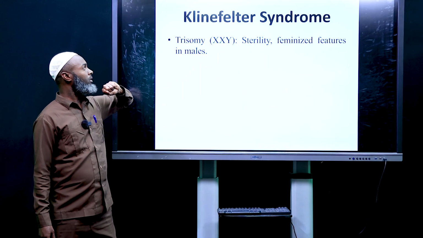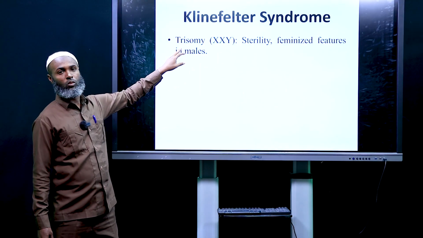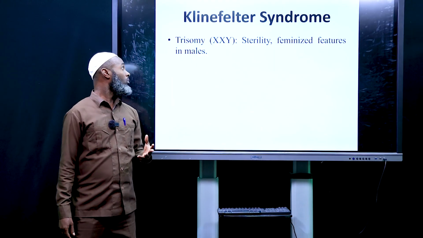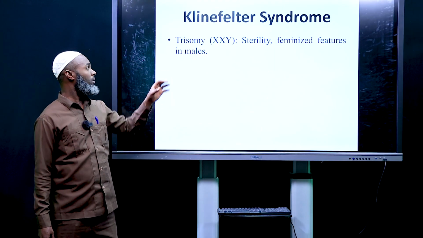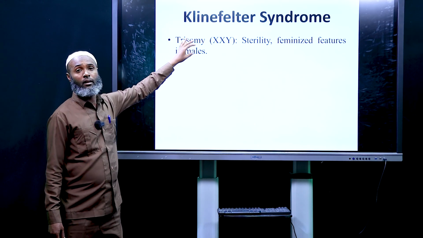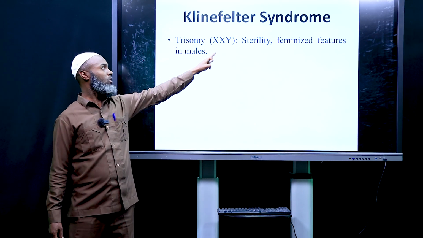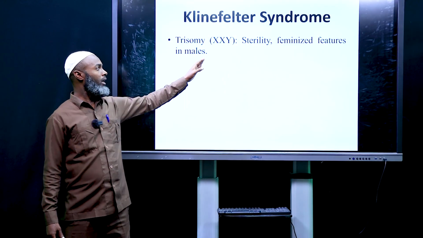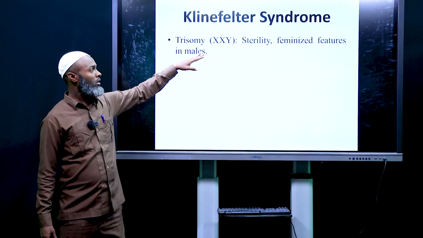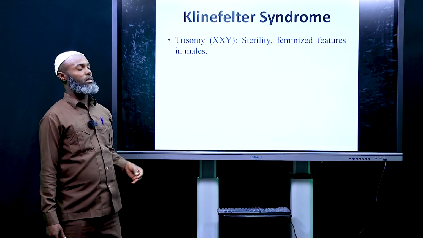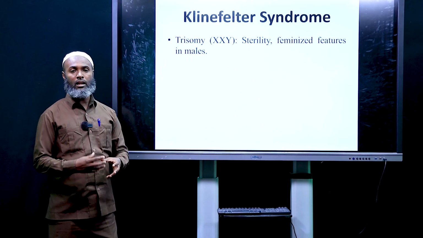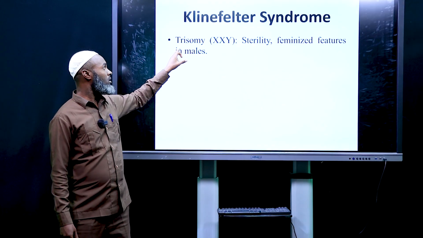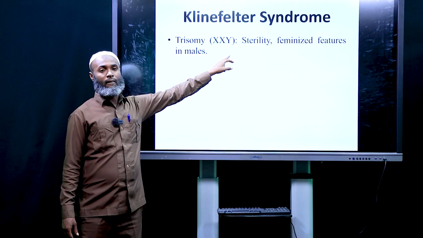Klinefelter syndrome is trisomy, whereas in Turner syndrome we have seen monosomy, that is one. Here we have three chromosomes, XXY. This also may lead to sterility and feminized features in males. Males may develop female characteristics due to this trisomy syndrome.